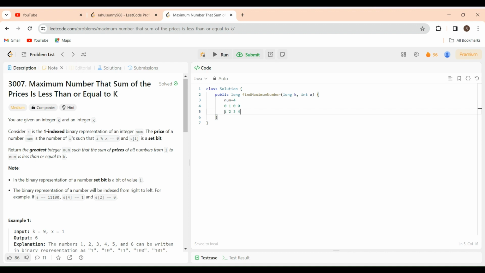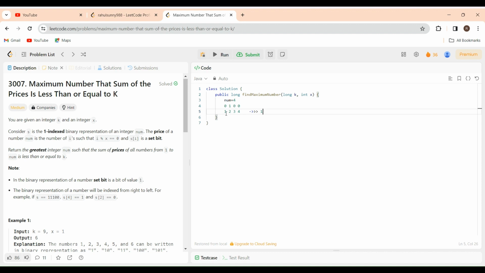So the price of a number num is the number of i's, where i is the bit position, such that i % x equals 0, with x given. That means if that index is divisible by x, we consider it. And the ith bit should also be a set bit. A set bit is 1, so s[i] should be 1. So how many such i's are there?